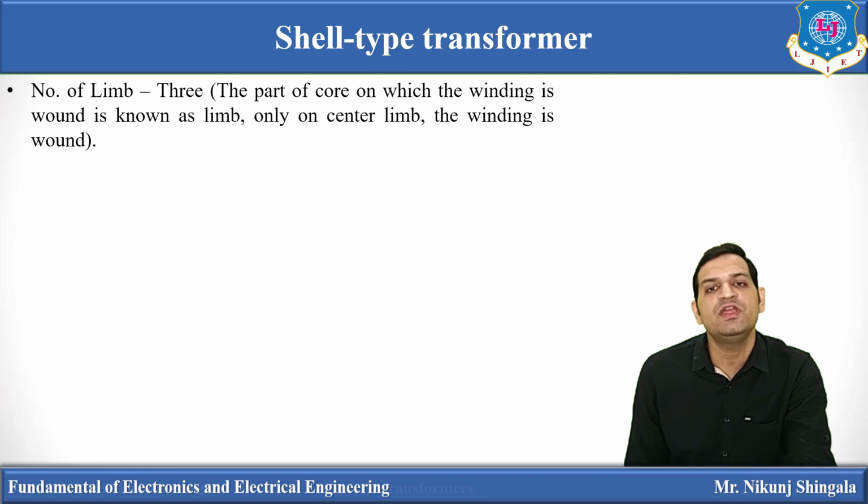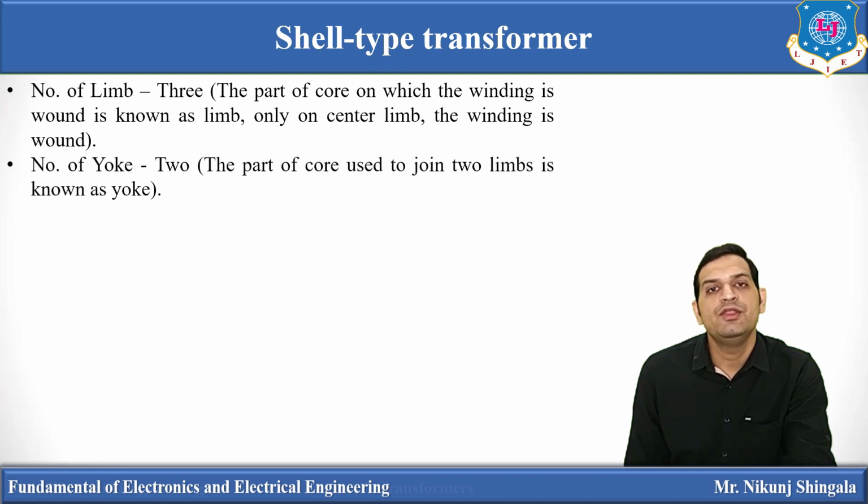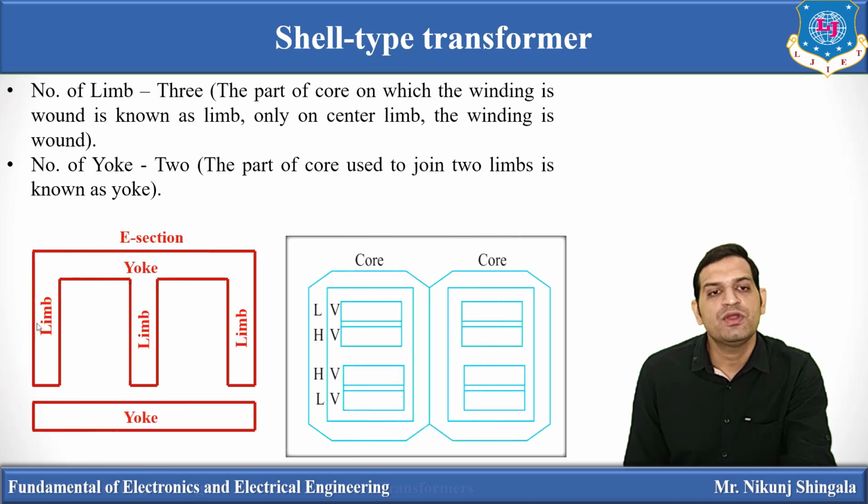Limb is a portion on which winding is placed, and yoke is a portion which is used to join the two limbs. So here you can see E and I shapes are used to design the shell type transformer. It consists of three limbs and two yokes. Yokes are basically used to connect the limbs.